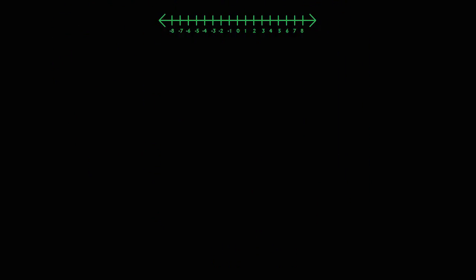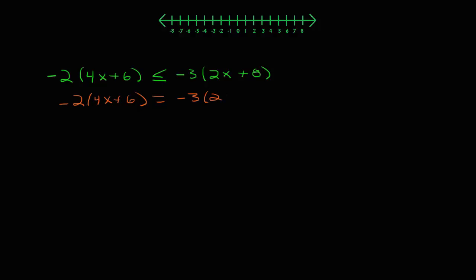Let's consider a situation where we have negative 2 times 4x plus 6. And let's say we want to make that less than or equal to negative 3 times, let's make it 2x plus 8. Our first step is to turn our inequality into an equation, and we will do that by putting an equal sign in there. So I've got plus 6 equals negative 3 times 2x plus 8.